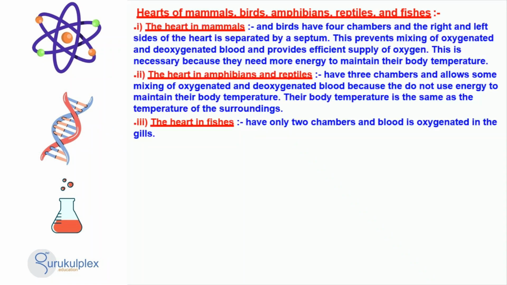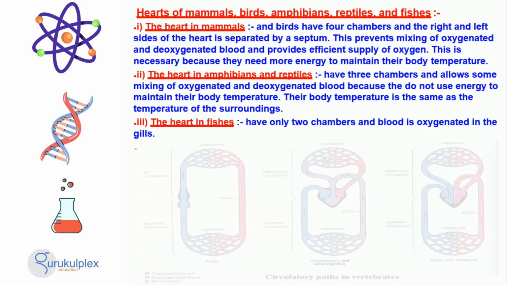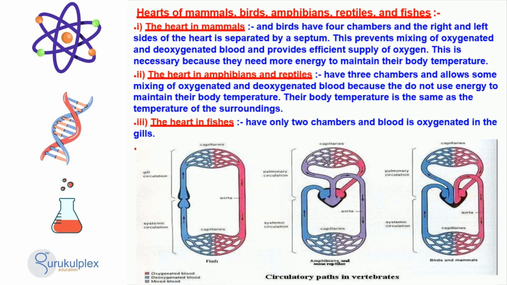The heart is an essential organ responsible for circulating blood and oxygen throughout the body. In mammals, birds, and other vertebrates, the heart has 4 chambers separating oxygenated and deoxygenated blood, which is necessary since they must use energy to keep their body temperature stable. Amphibians and reptiles possess a 3-chamber heart which allows some mixing of oxygenated and deoxygenated blood, as no energy is required to maintain their temperature. Fish have a 2-chamber heart and rely on their gills to oxygenate their blood.